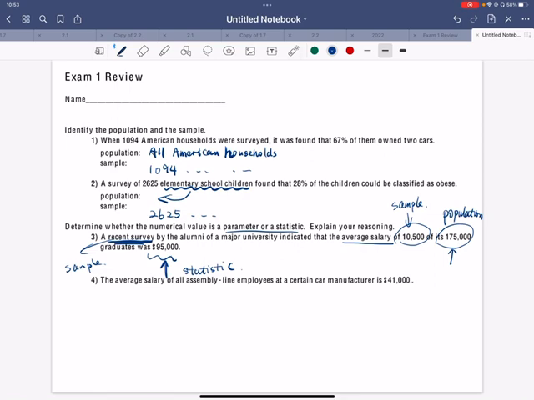Move on, next one. You see all employees at a certain car manufacturer. The words all employees give you the idea of a population, right? So this number will be a parameter. If you can identify the population and the sample, you should be able to know about parameter or statistic. Okay, move on.